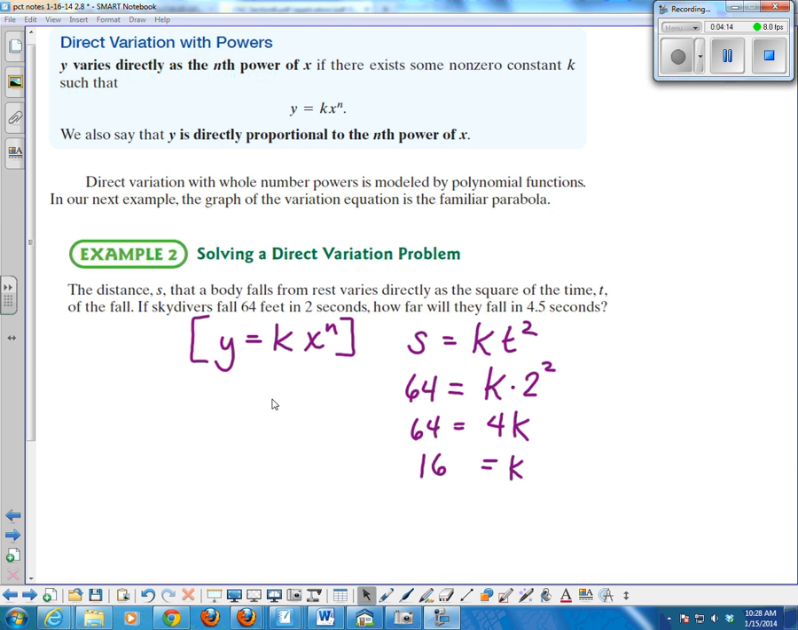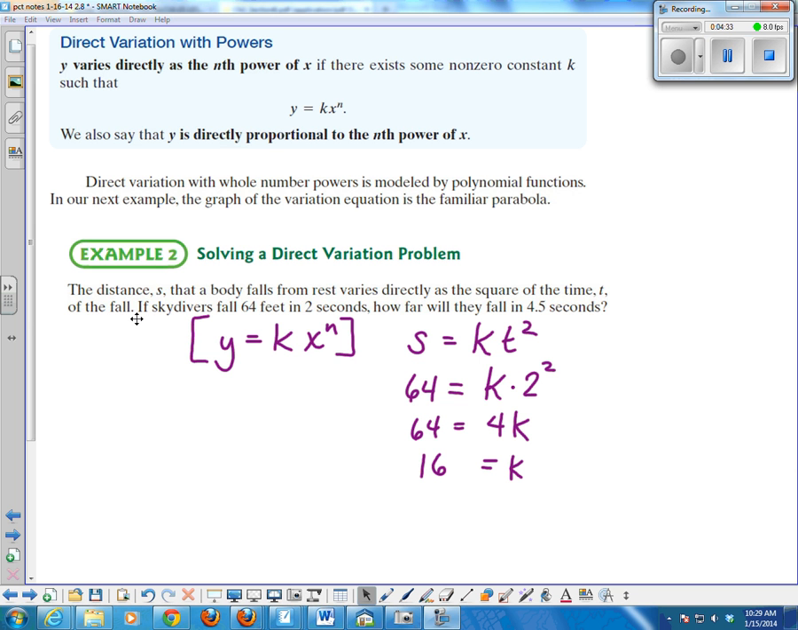Okay, so our equation is based off of y equals kx to the n. Using variables appropriate for this problem, we're going to say s distance equals k, that's the constant of proportionality, times time squared.